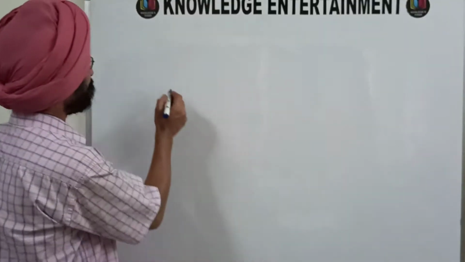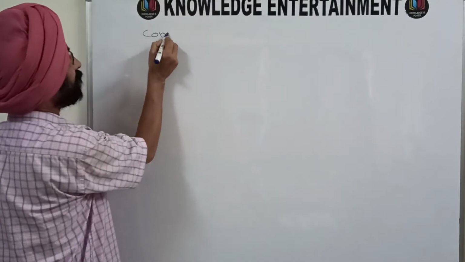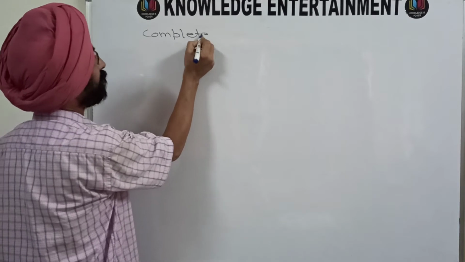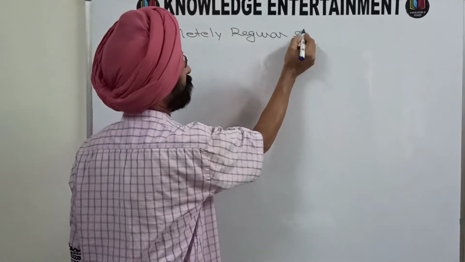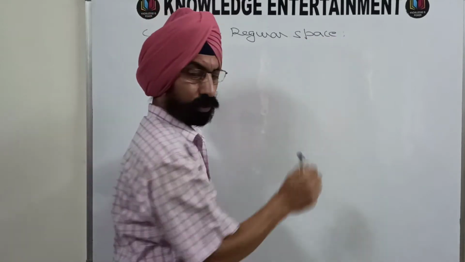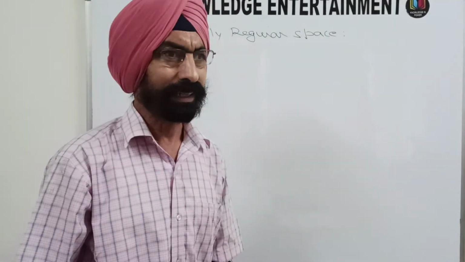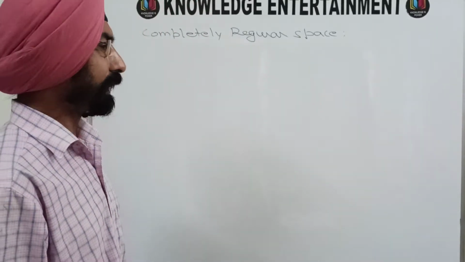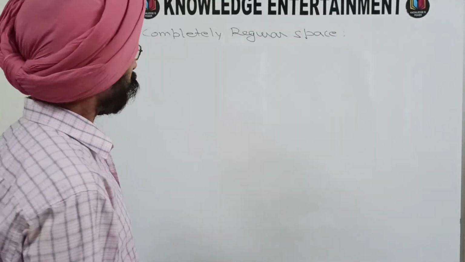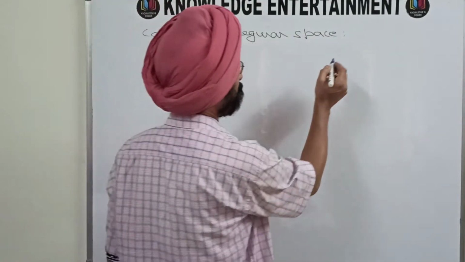So first of all, the definition of a completely regular space. First the definition, and then we'll go ahead on theorems of completely regular spaces. So what a completely regular space is?